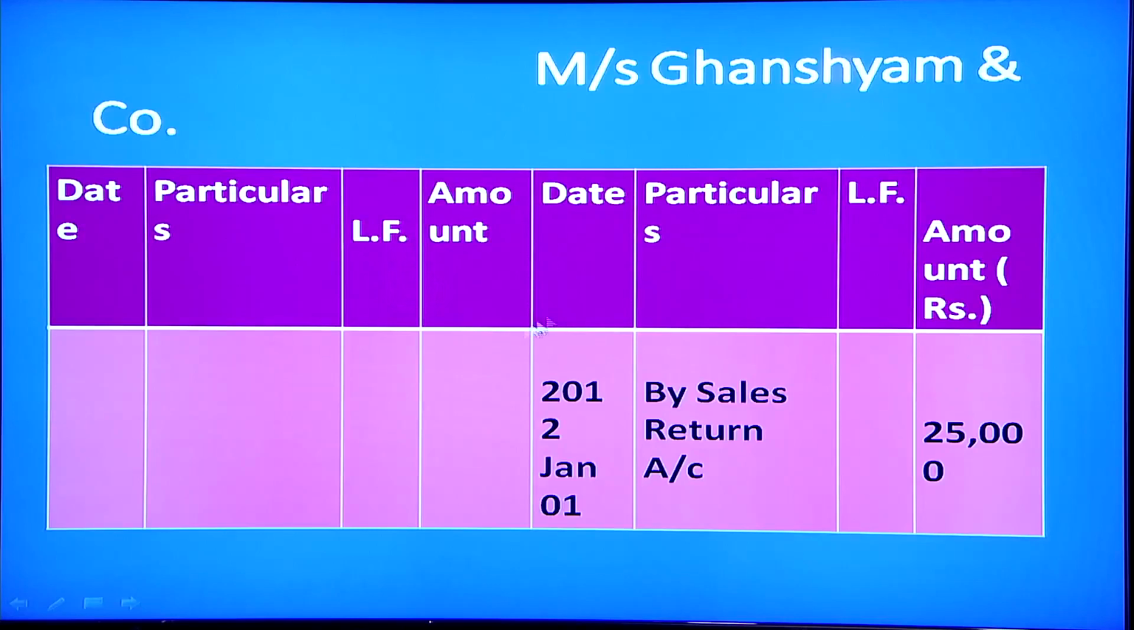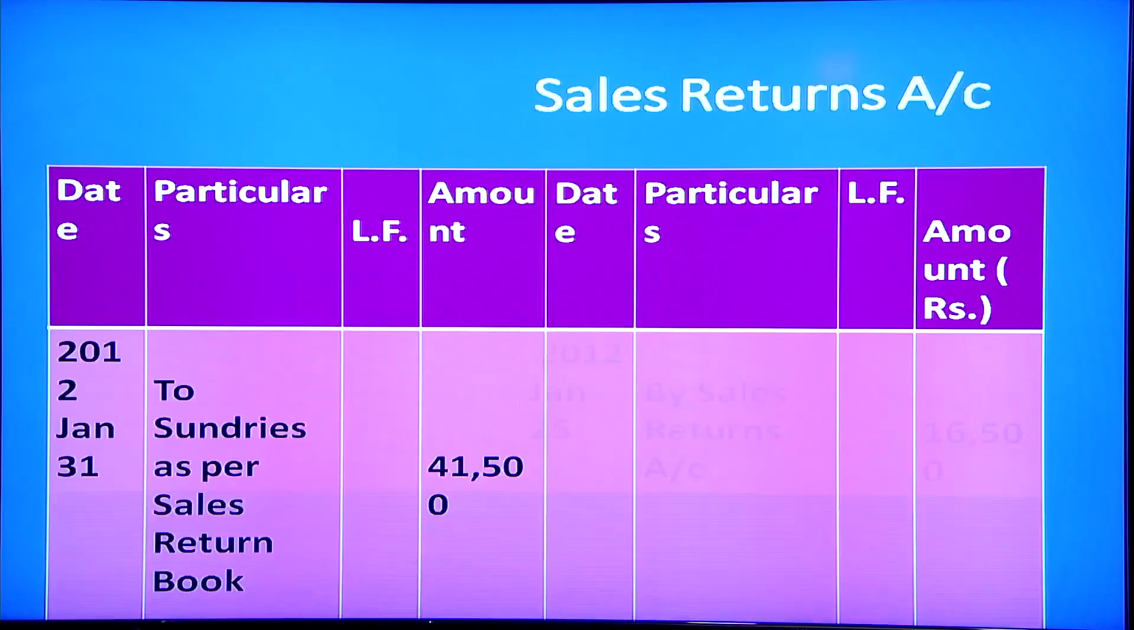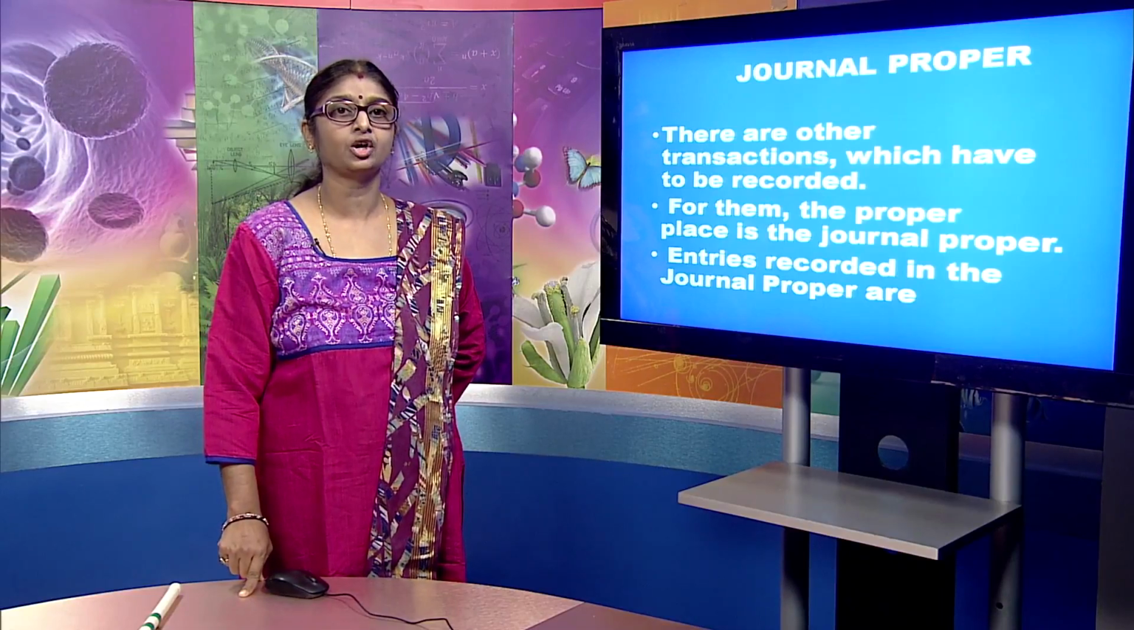Messrs. Ghanshyam and Company, on the credit side by sales returns account. Narain and Company on the credit side by sales returns account, date and amount in the respective column. Similarly, in the sales returns account on the debit side, to sundries as per sales returns book, date and amount in the respective column. There are some other transactions which have to be recorded.